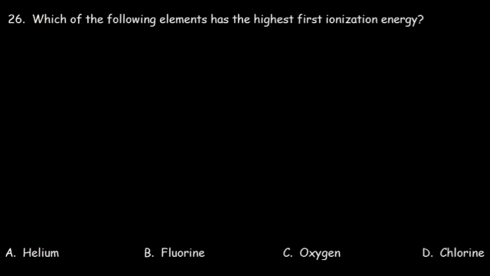So ionization energy increases as you go this way in the periodic table. So it increases as you go up a column or to the right.